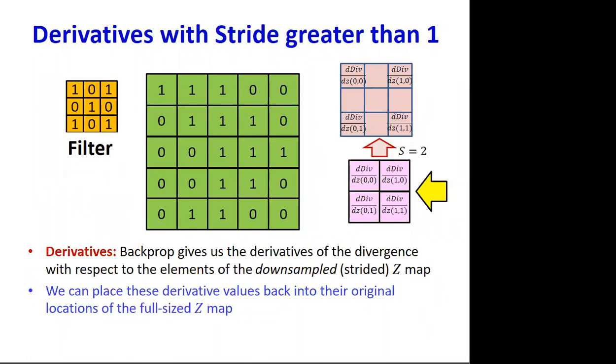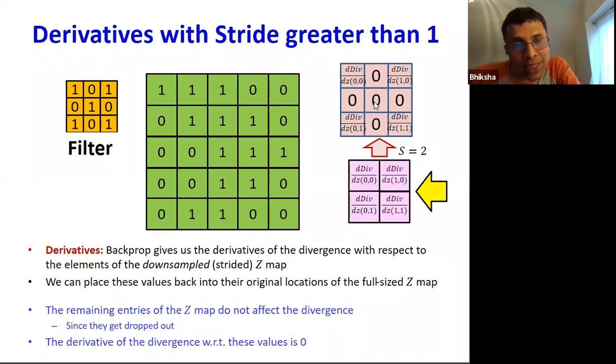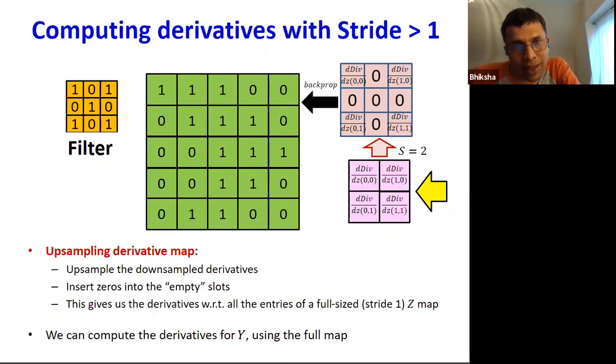0. Yeah, why? Because they don't exist. They didn't contribute to anything. So now I can fill these guys up with zeros, right? And now that I have the complete derivative map with a stride of 1, I can go back and compute the derivatives for these guys.